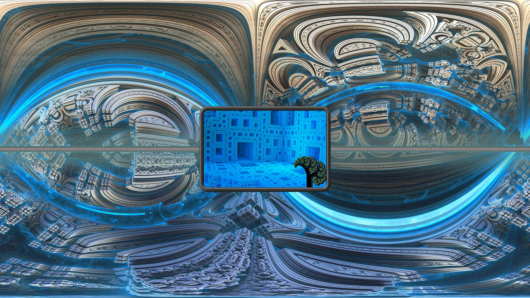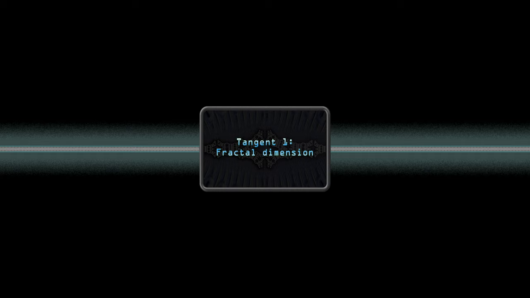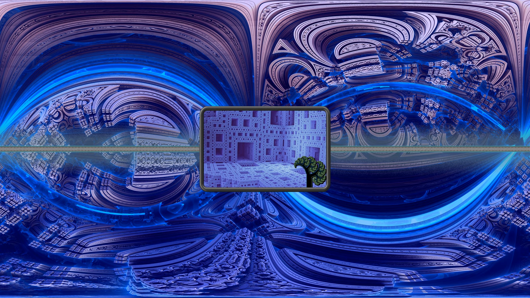Tangent 1: Fractal dimension. When it comes to the history of fractal geometry, even though Benoit Mandelbrot is often associated with it, there are a few people before him who did a lot of work on the mathematical concepts that are used to describe the matter. In particular, Felix Hausdorff, Georges Bouligand and Hermann Minkowski helped to lay the groundwork for what we'll be looking at today.